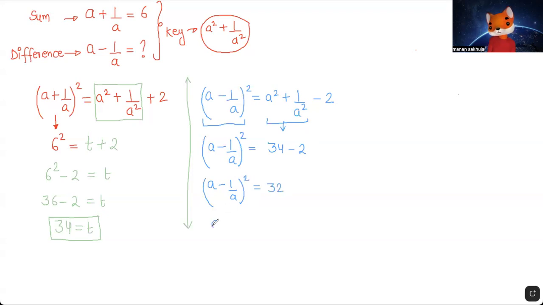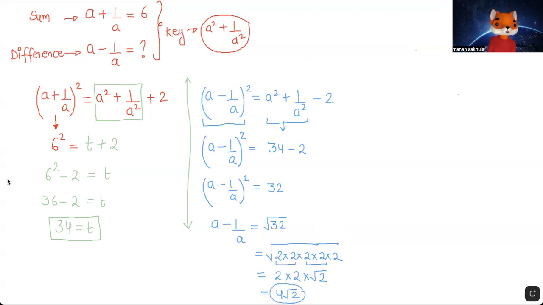Now with basic maths, we can easily write a minus 1 by a will be equal to root of 32. How exactly do we find the roots? We first prime factorize the given number, so 32 will be 2 multiplied 5 times. And we make pairs of two same things. For every two same things, one comes outside. So from here, we will get 2 and 2 outside. One 2 will be left inside the root. So the answer will become 4 root 2. Now, this is our answer, the value of the difference.